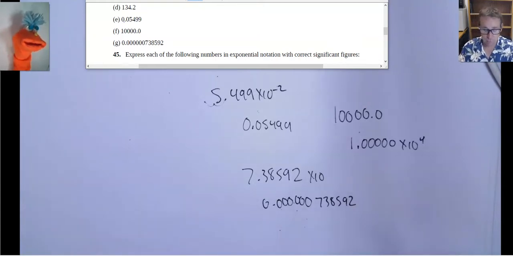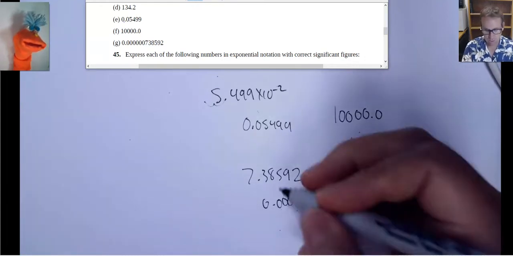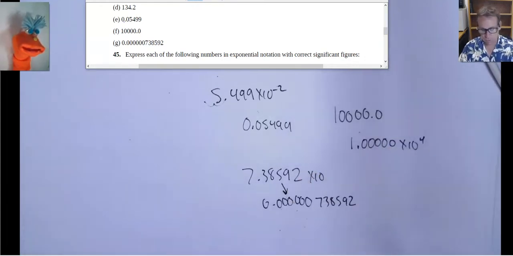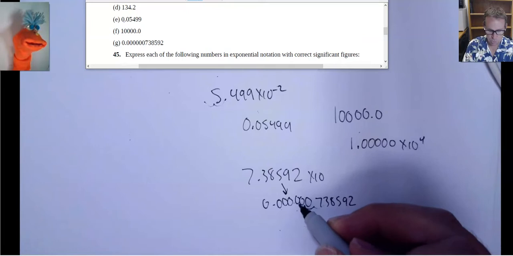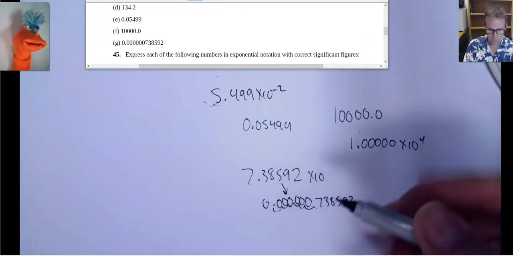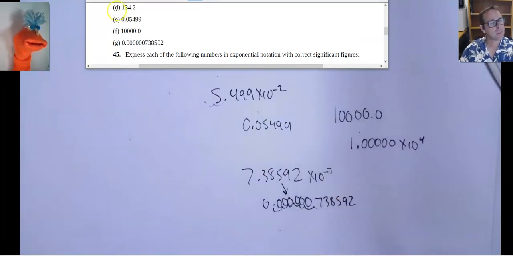It'll be a little bit easier if you say 7.38592 times 10 to the. Is this going to be a positive or a negative number? It'll be a negative number. How many do I have to go? 7. Is that right? 1, 2, 3, 4, 5, 6, 7. You're right, negative 7. Let's make sure I counted that right here. So it's going to go from here. 1, 2, 3, 4, 5, 6, 7. Okay, good.